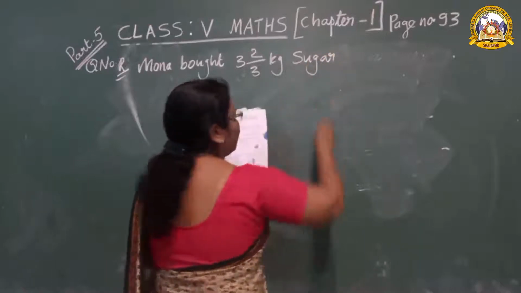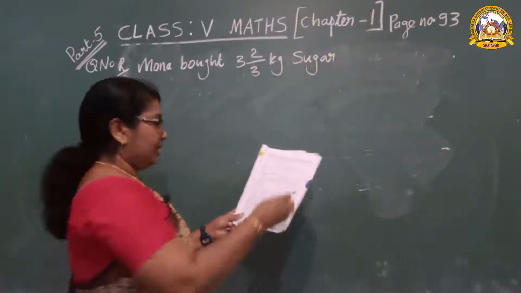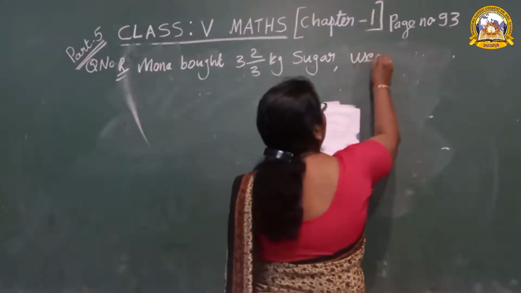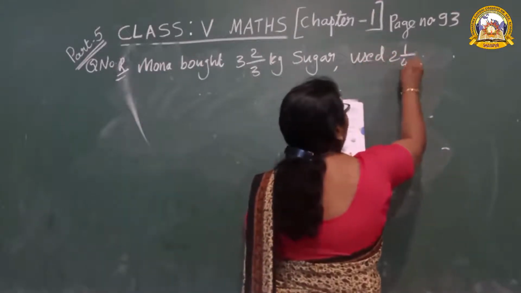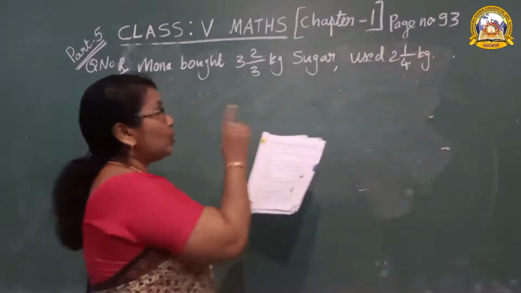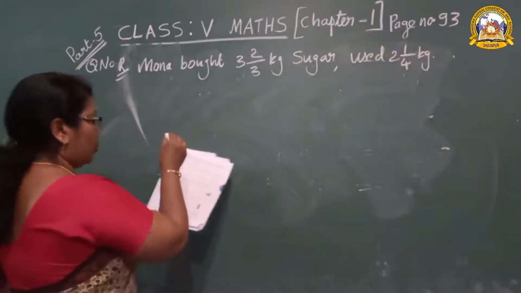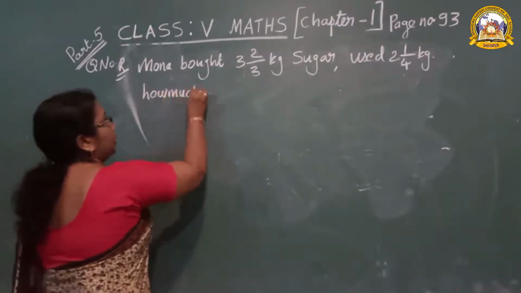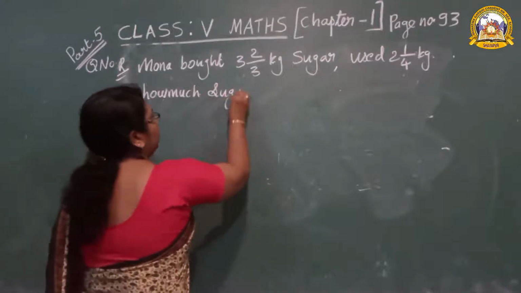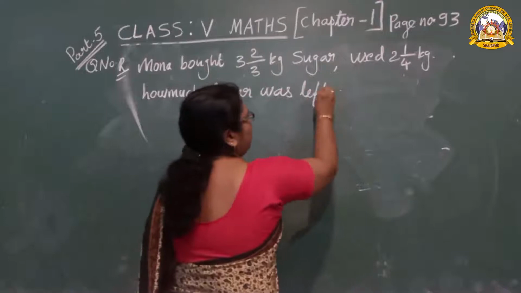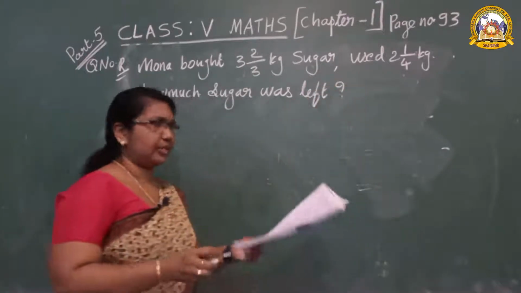She is going to the shop for buying things, and she used 1 1/4 kg of sugar. She used how many kg of sugar? 1 1/4 kg. Then our question is, how much sugar was left? Sugar was left. You know what the meaning of left is? How to find out the left amount?